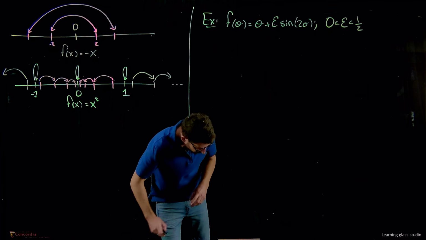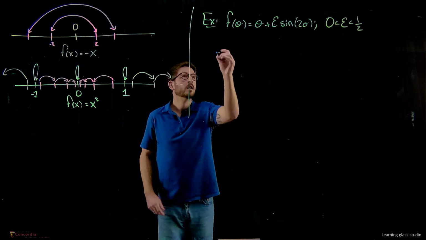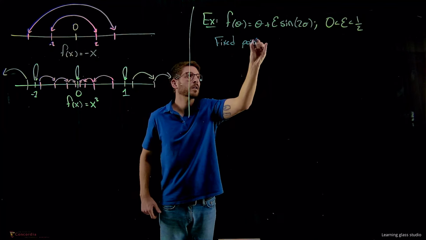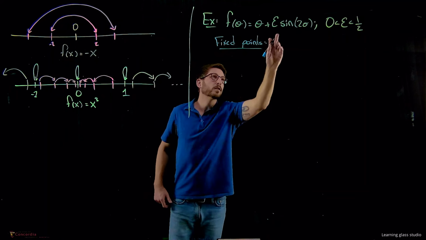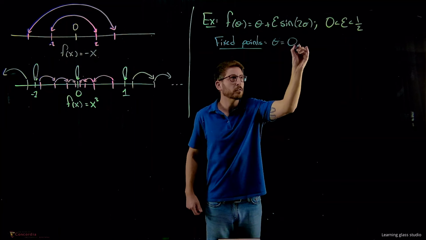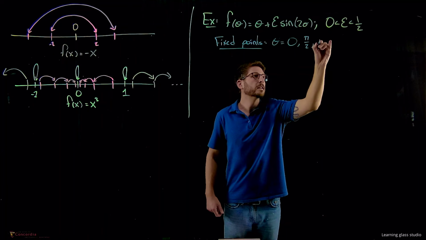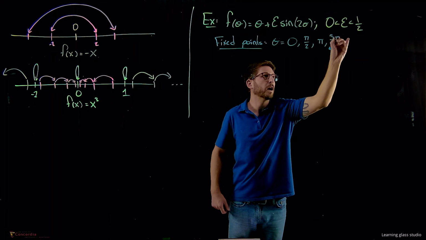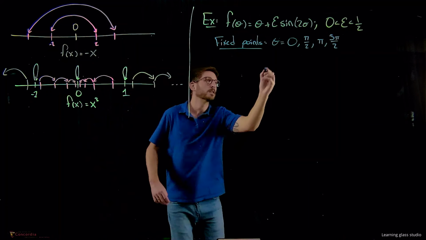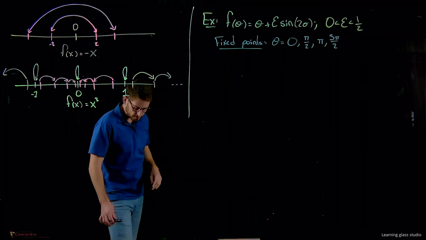Okay, so in this case, the fixed points, let's use a different color, are essentially the roots of sine of 2 theta. So these are theta is equal to 0, theta is equal to pi over 2, theta is equal to pi, and 3 pi over 2. And of course, there's only finitely many of these fixed points. This should be a theta. And that comes from the fact that we're only talking about theta between 0 and 2 pi here, right?